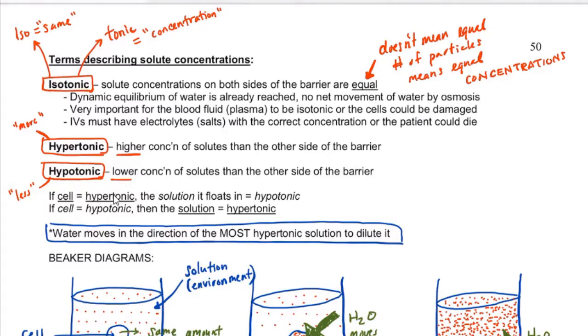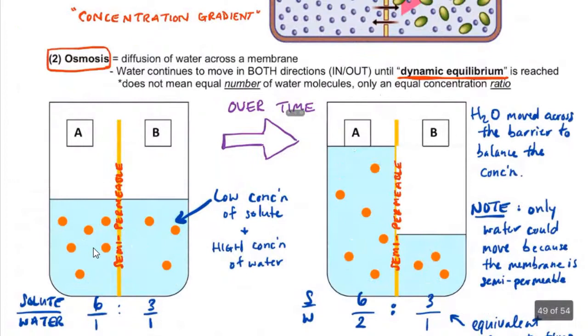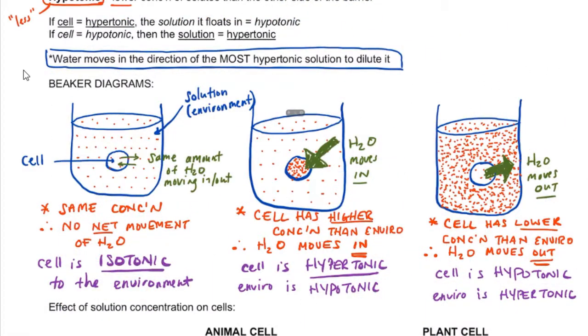Again, like the picture above. This would be described as hypertonic. This would be described as hypotonic. Just because you have to compare it to each other. So once again, if the cell is described as hypertonic, it's because the other side of the cell membrane, what it's floating around in, must be hypotonic. And vice versa. If the cell is hypotonic, then it means the other side of the barrier is hypertonic.